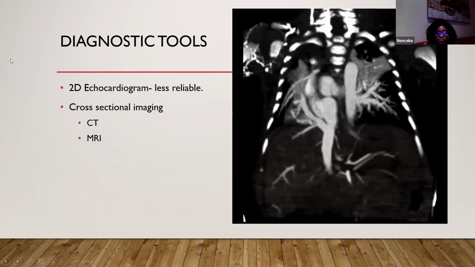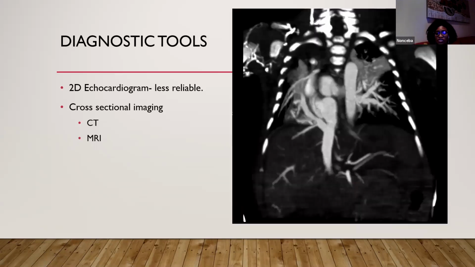Echo can be less reliable in these patients because they tend to have at least 2 or 3 other vessels that drain normally, so you may not even visualize the abnormal vessel that's draining into the right atrium. So cross-sectional imaging is important. These are the patients where you tend to find it while you are doing other imaging for whatever other reason.